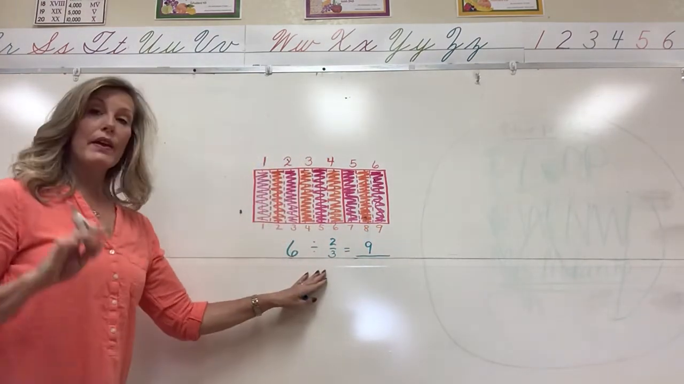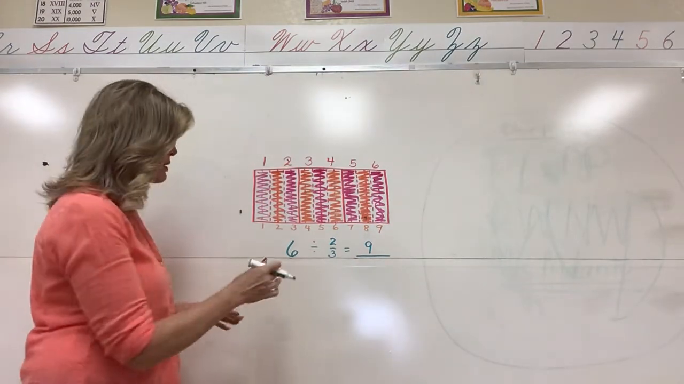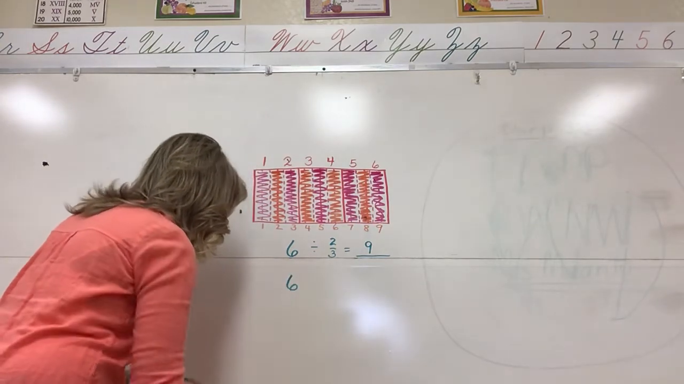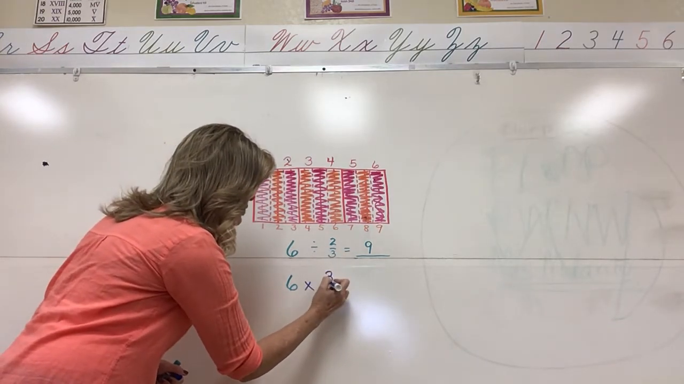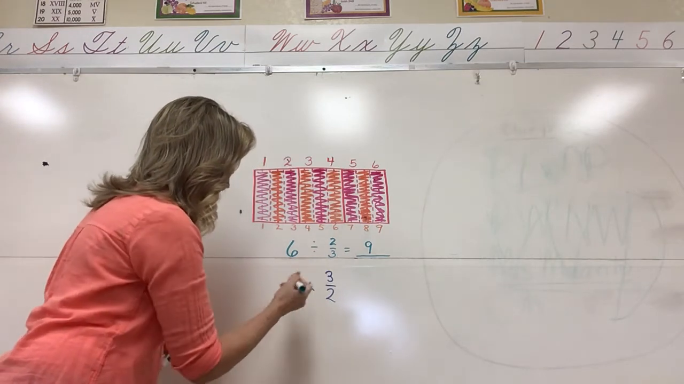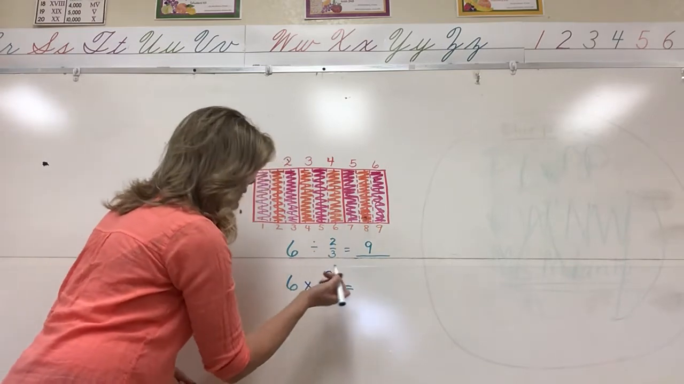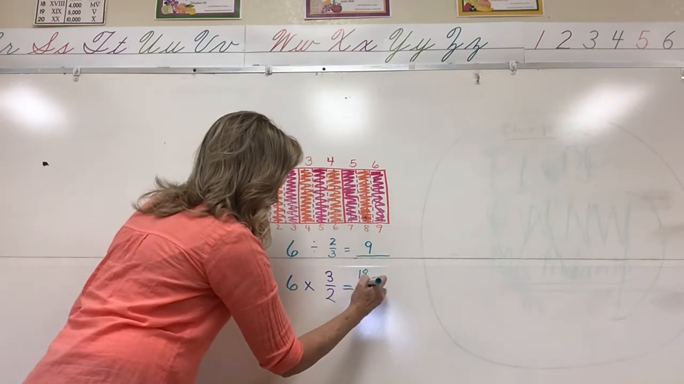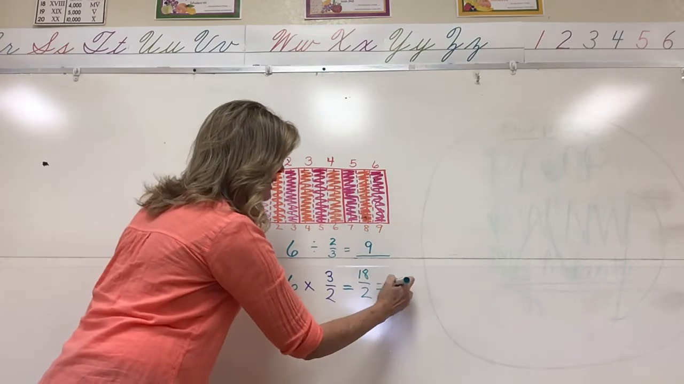All right, now this is the picture. Let's go to the algorithm and see if it works. So I'm going to copy, and then I'm going to change, and then I'm going to change. And when I multiply this, I get 6 times 3. Well, I could even reduce before I multiply. 6 times 3 is 18 over 2, and that reduces to 9.